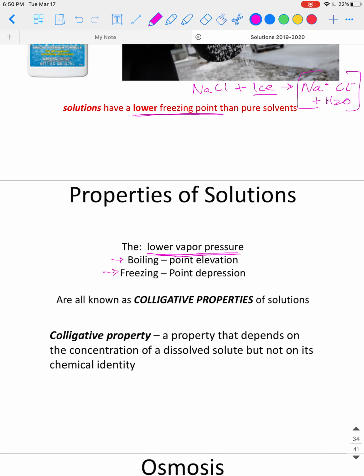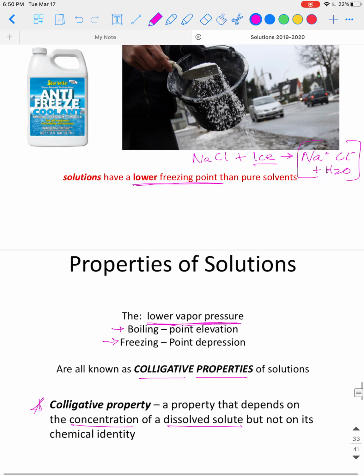These things, elevated boiling point and a depressed freezing point, are known as colligative properties. So if you see that phrase, colligative properties, you need to think, oh, elevated boiling point, lower freezing point, because solutions have more intermolecular forces than pure substances. What is a colligative property exactly? I've given you examples of colligative property, but how do we define it? It's a property that depends on the concentration of a dissolved solute, but not its chemical identity.